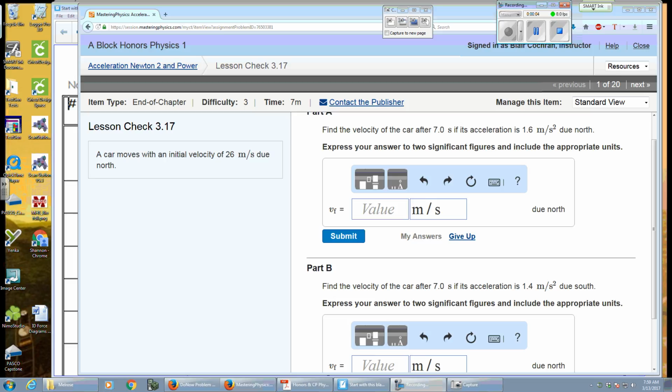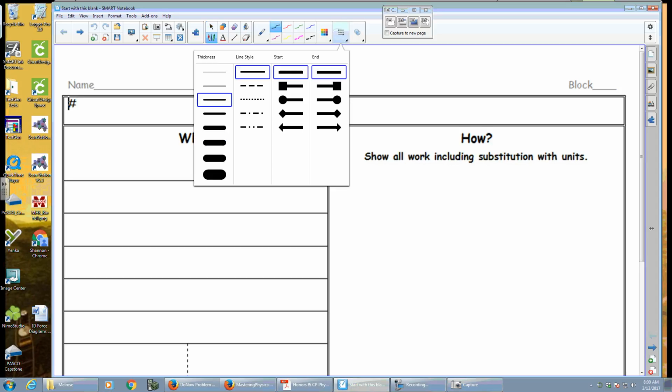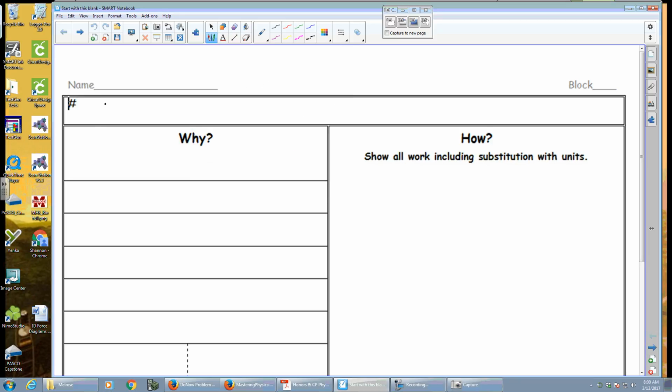All right, so we're starting with number one. We've got a car moving at 26 meters per second due north, and we're asked to find the velocity of the car after a certain amount of time if it has two different accelerations. So this is number one.